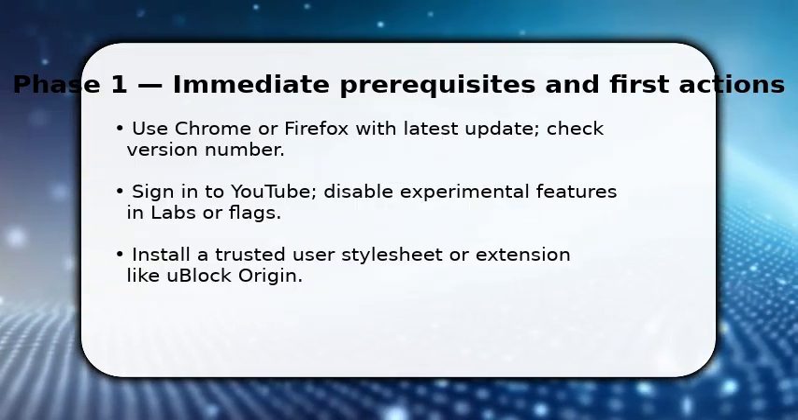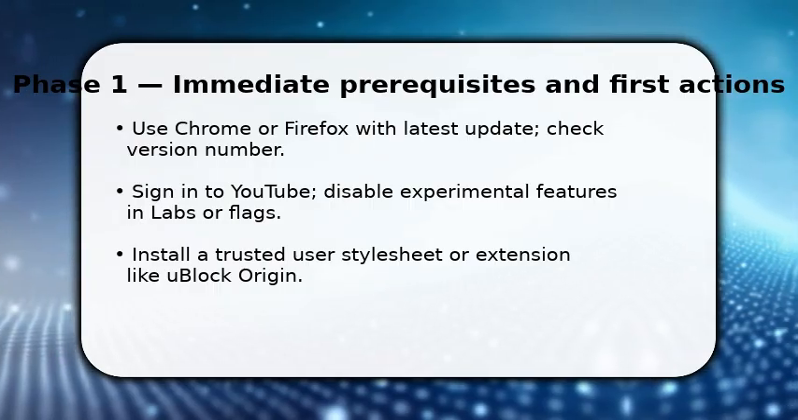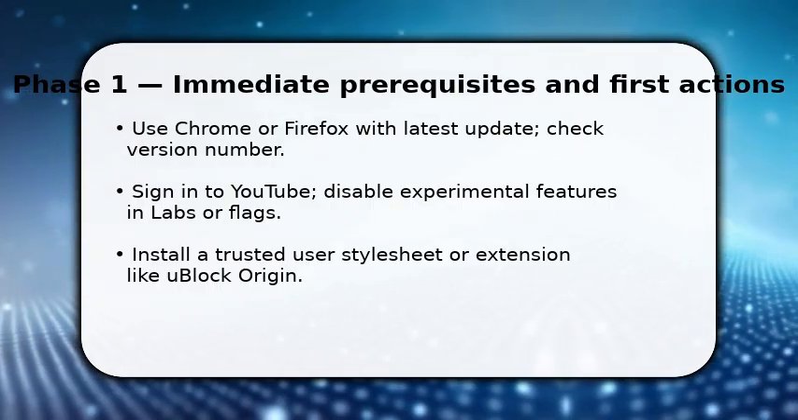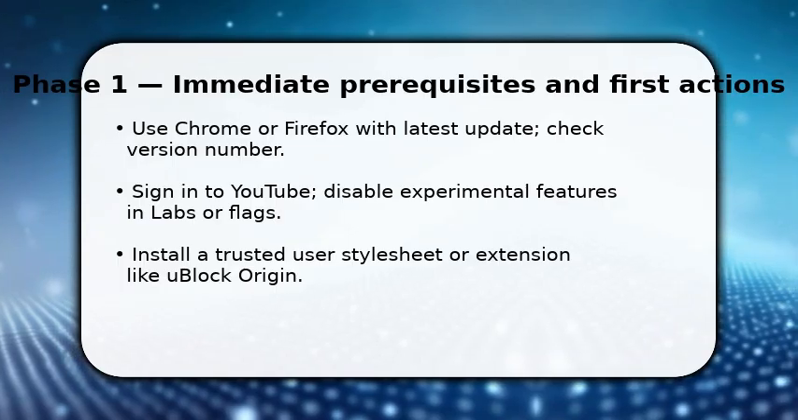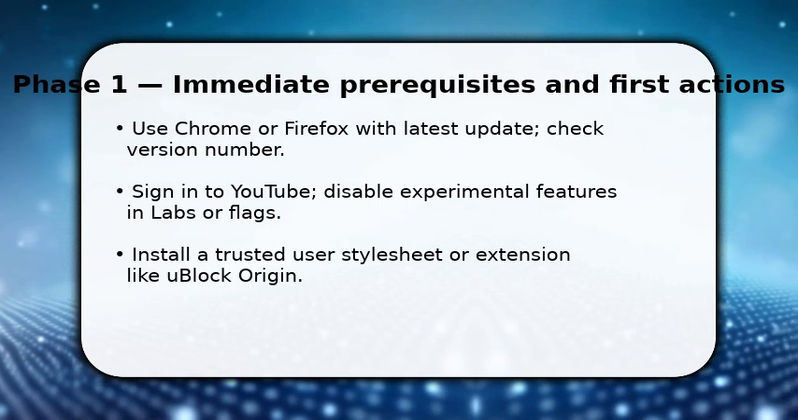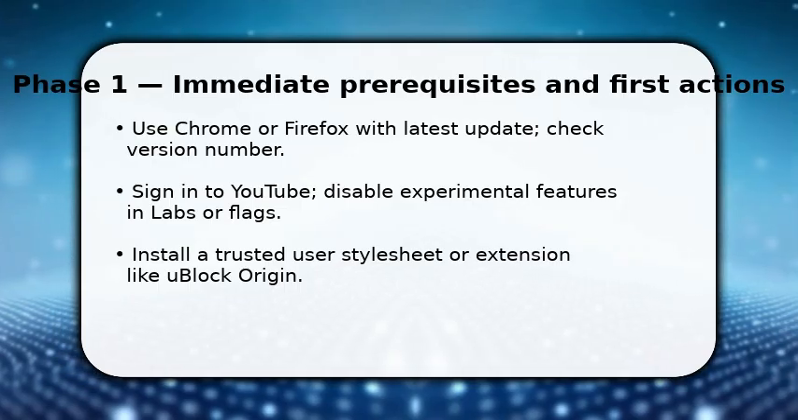Once done, open browser extensions and install a content blocker or custom CSS injector. These tools let you hide Shorts interface elements. Make sure to disable any YouTube experimental flags that re-enable Shorts. This step prevents conflicts and gives you immediate control over what appears on the site.